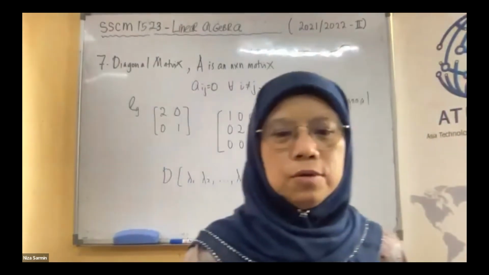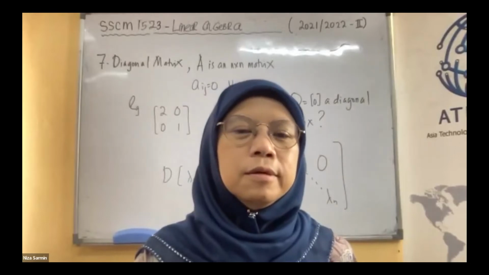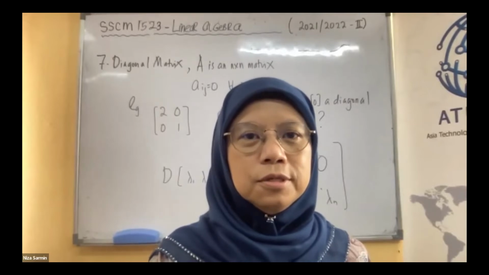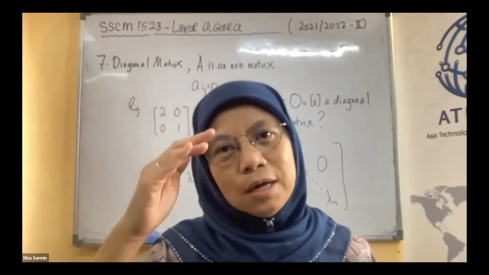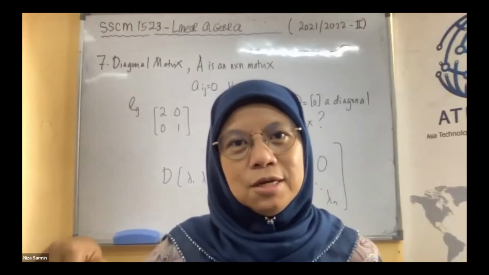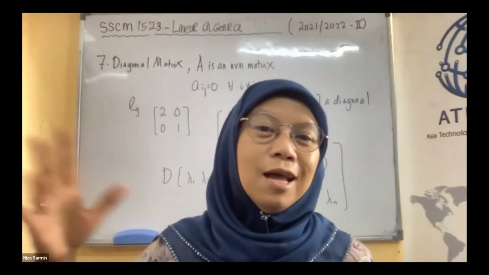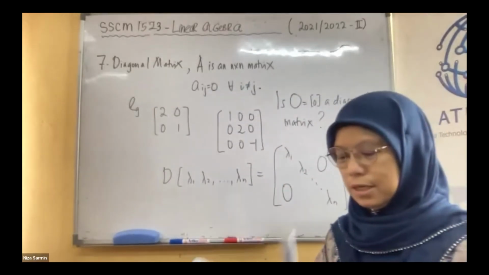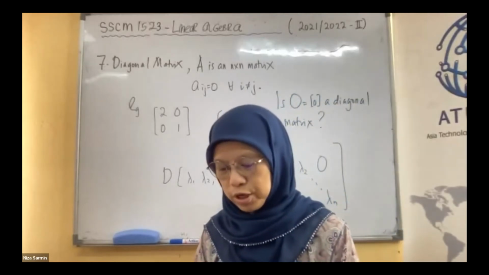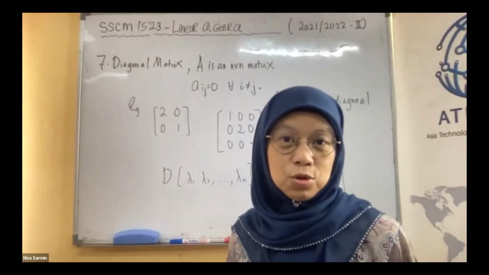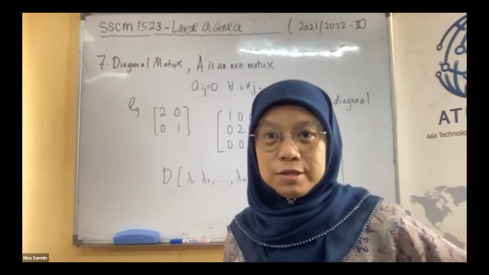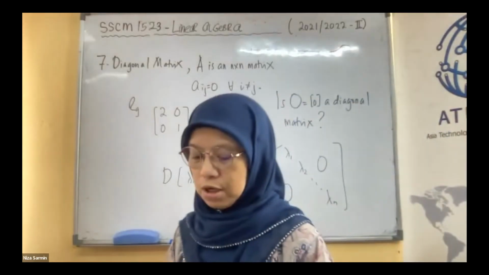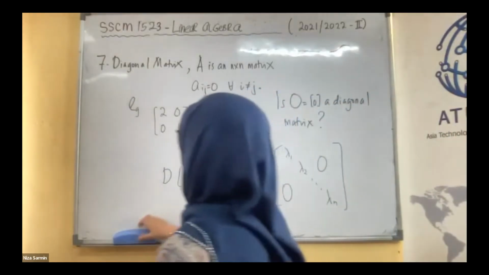Okay, so all answers are yes. Because you don't care really about the diagonal entries. You just want to look at the non-diagonal entries, right? They are all zeros. So yes, zero matrix is a diagonal matrix. And identity matrix also is a diagonal matrix. All right. Now next, number 8 is upper triangular and lower triangular matrix.